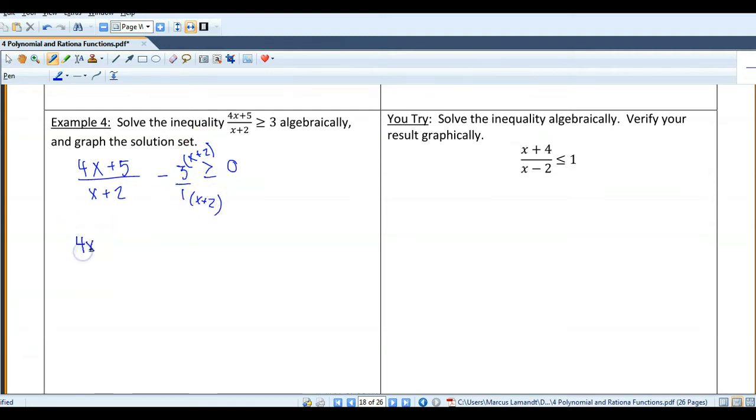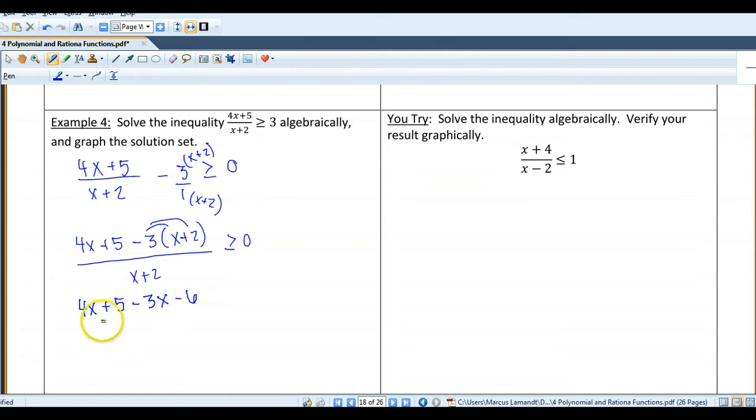So now I've got 4x plus 5 minus 3 times x plus 2 all over x plus 2. I'll distribute the negative 3. 4x plus 5 minus 3x minus 6 over x plus 2. 4x minus 3x is x. 5 minus 6 is negative 1. So this is what we're trying to find.